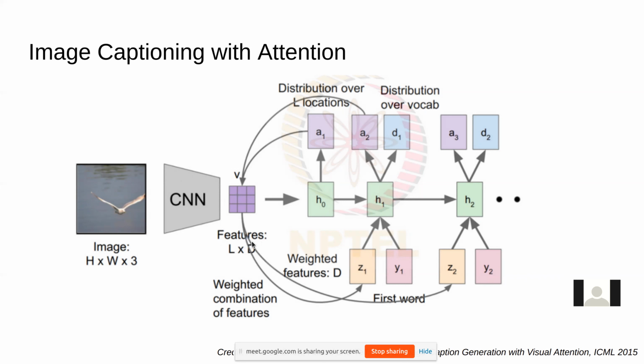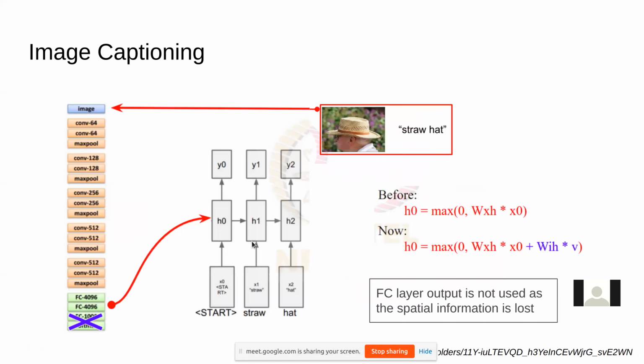Now, what we will do? The thing is that earlier here, if you see, we were just predicting the word. So for example, if we give the start token here, the word predicted is straw. Then we give straw as the token, and the word predicted is hat. Then we give hat as the input, and it will predict the end token, right? Saying that okay, it has completed the captioning of the image.